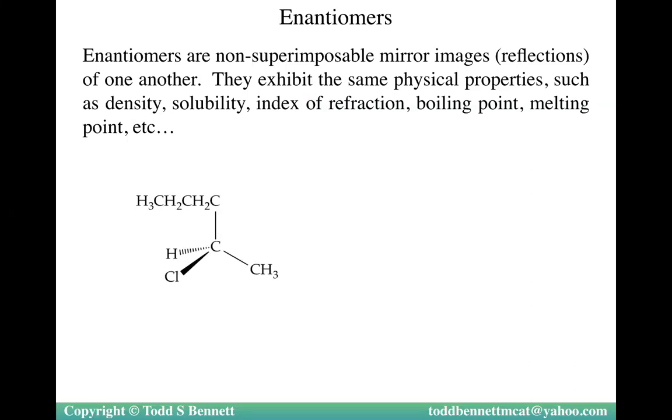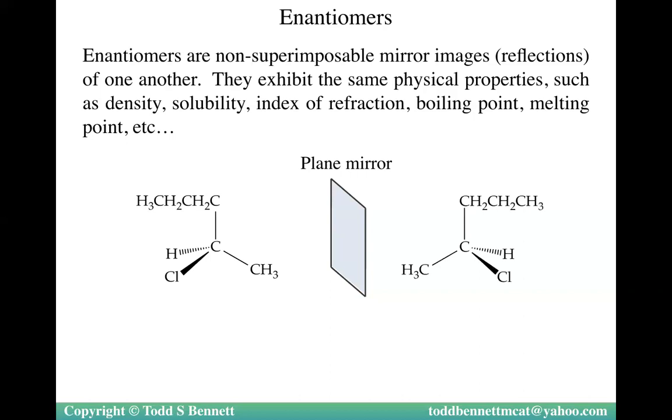So I want to consider this structure right here, which is 1, 2, 3, 4, 5 carbons with a chlorine on it. So it is 2-chloropentane. And I'm going to put a mirror plane here. So here's my mirror at an angle. So this is going to come in, and I'm going to draw the reflection. So those are the things going in.